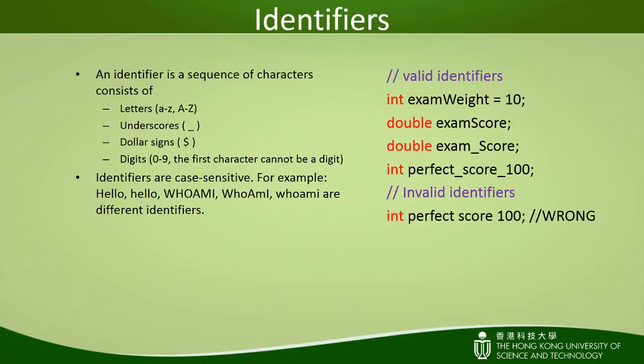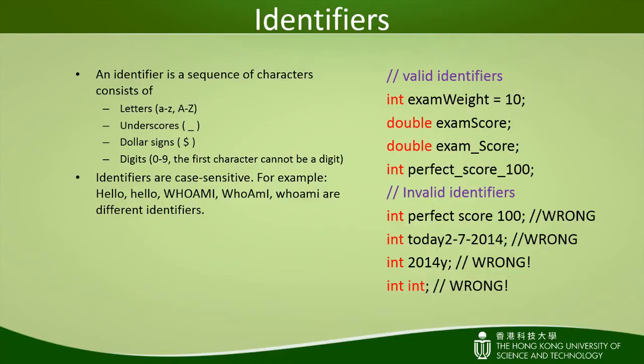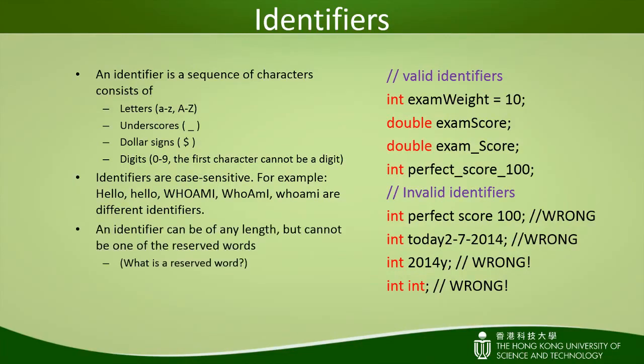If you want to separate two words in an identifier, the underscore should be used. Don't confuse the underscore with a hyphen. The hyphen cannot be used in an identifier as it would be interpreted as a minus sign. 2014Y is an invalid identifier because it starts with a digit. One last example of an invalid identifier is int. Int is a reserved word in Java used for declaring a certain identifier as an integer. I'll come back to its declaration later in the lecture. So one more rule is that reserved words cannot be used as an identifier.